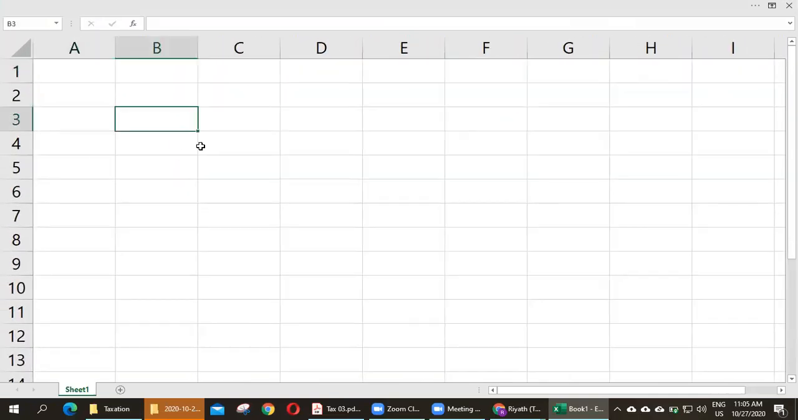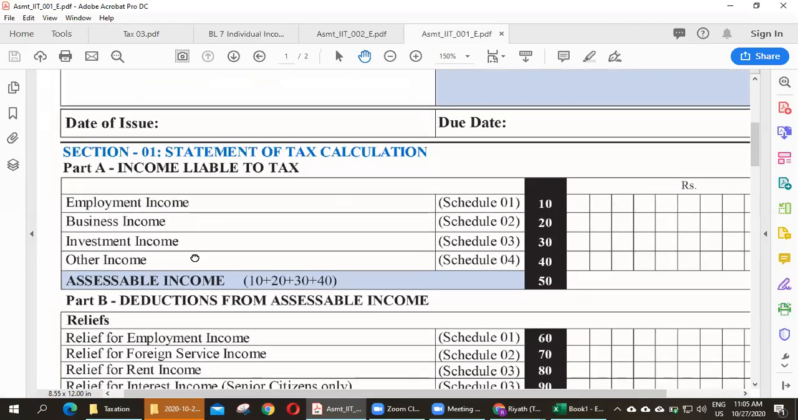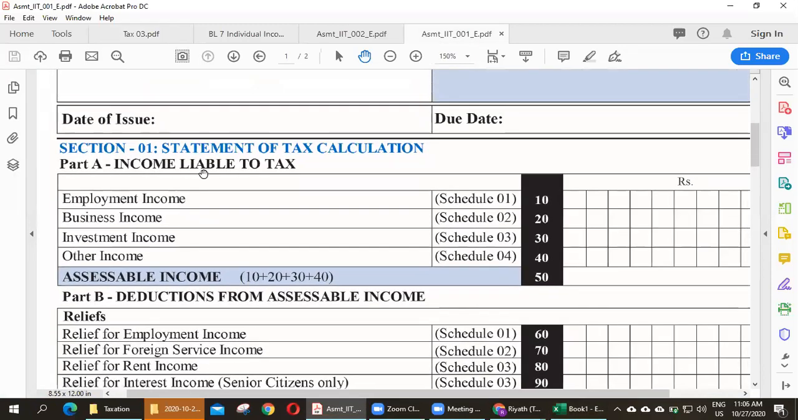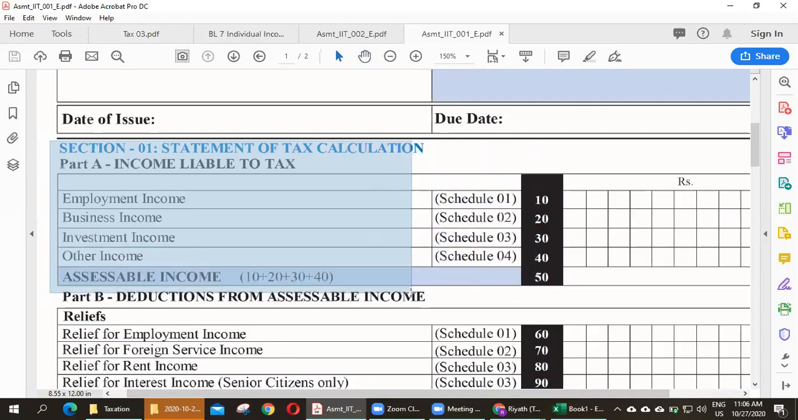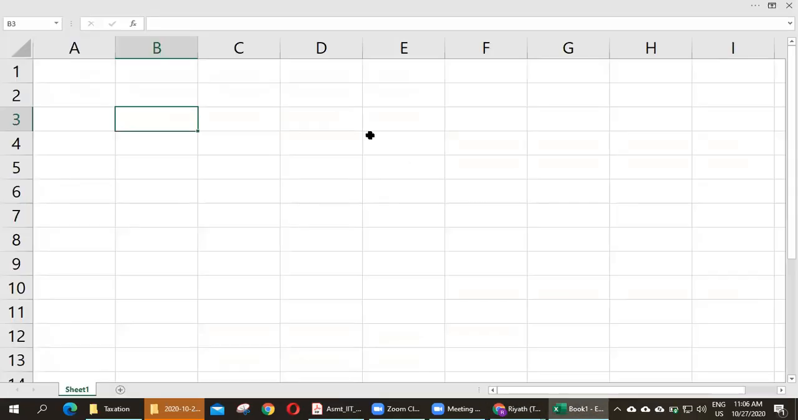Now he has income, right? So according to the schedule, first one is what? Income. Part 1, income. And there are 4 different types. And you can put it.